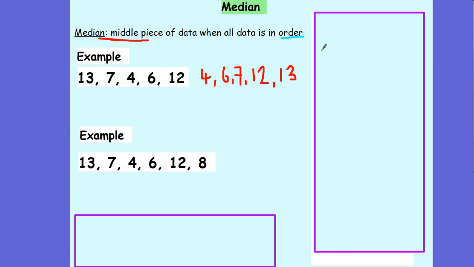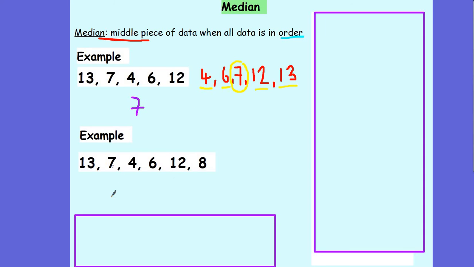Now I'm looking for the middle piece of data, so let's try and find it. There's the first piece on each end. Counting inwards, there's the second one. So the middle one is going to be 7, and that's my median.